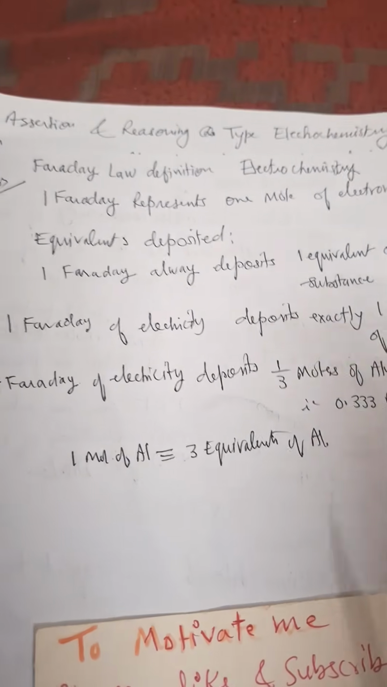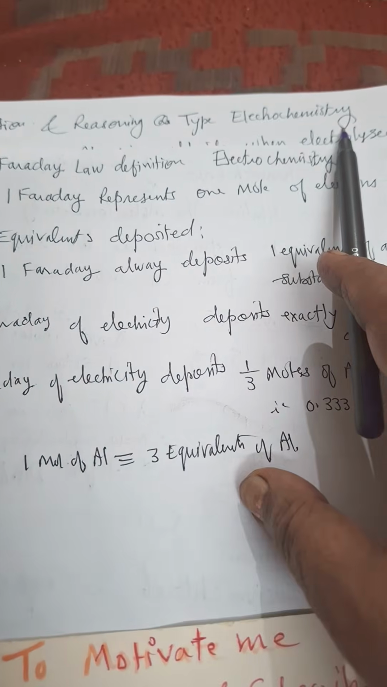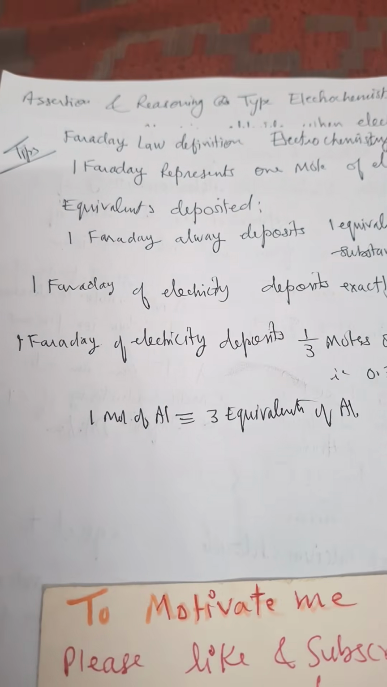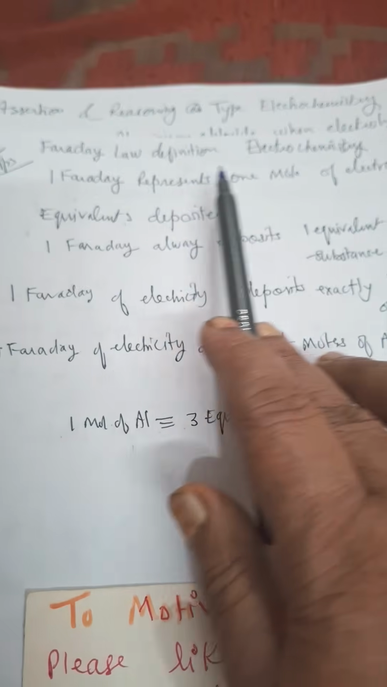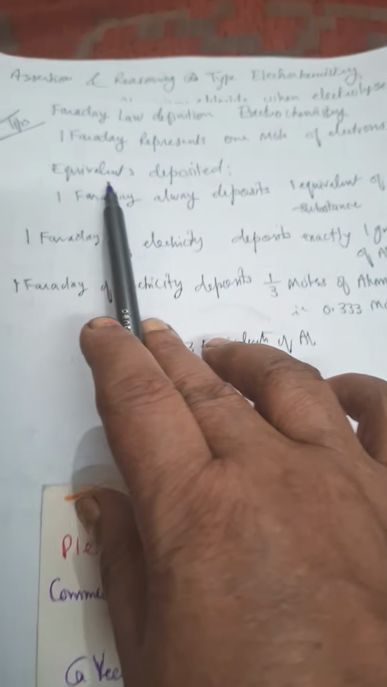Students, we discuss here reason and assertion and reason questions in electrochemistry. Faraday law, we will discuss here. 1 Faraday represents 1 mole of electrons according to Faraday law definition.